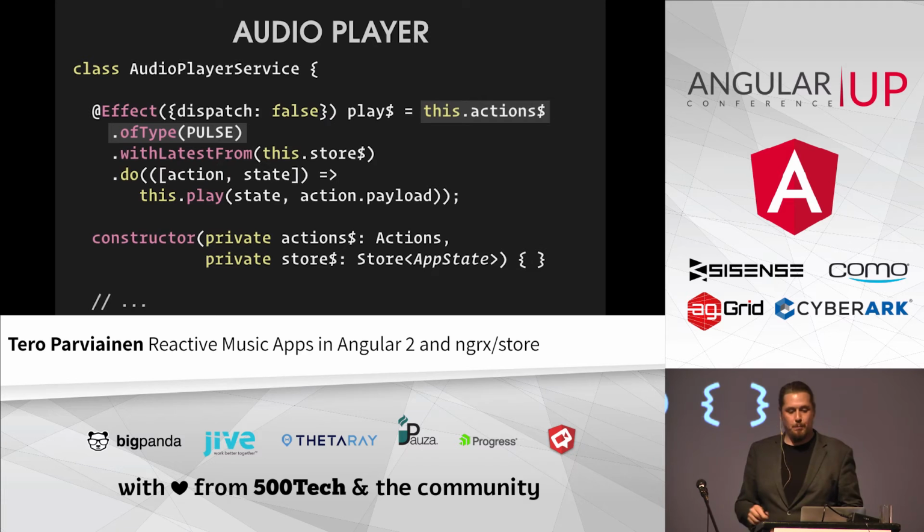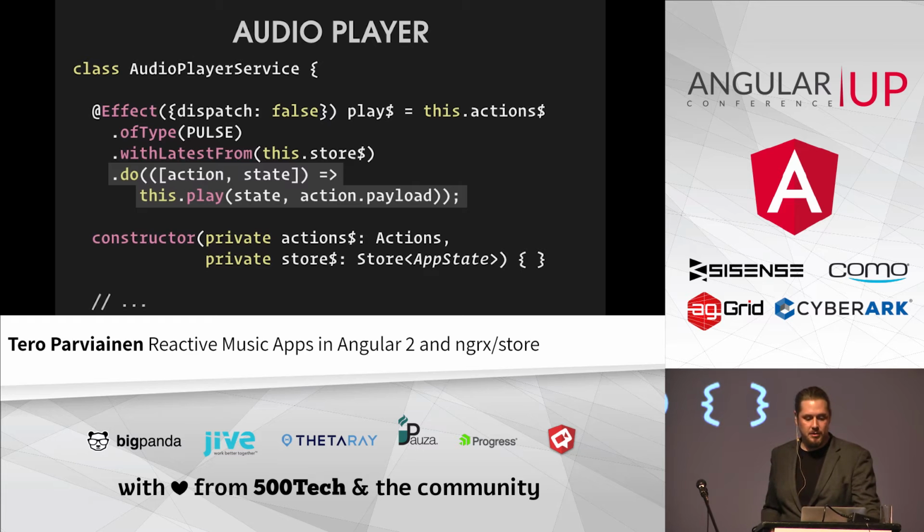So after every one of those pulses, this effect will grab the latest state from the store, which is just an observable, and it will then play whatever sounds need to be played based on that state. And here it'll use the Web Audio API to essentially play certain samples of certain notes on certain instruments. But it doesn't make any decisions about what to play or when to play it. It's a fairly simple service that just plays what the state says should be played. It just deals with the implementation details of how to actually make noises with the Web Audio API.